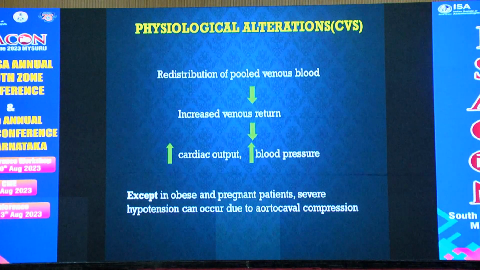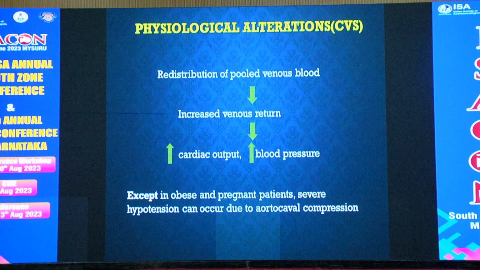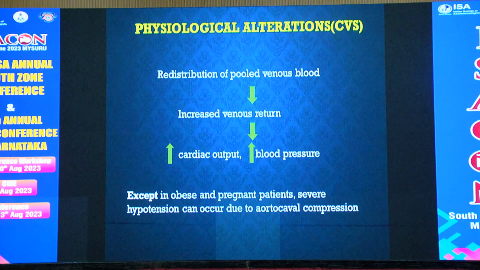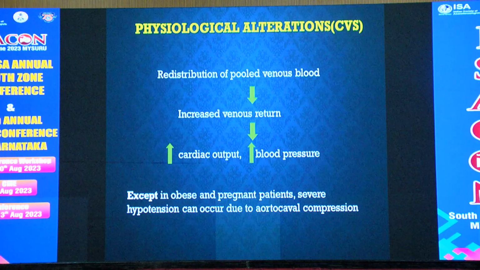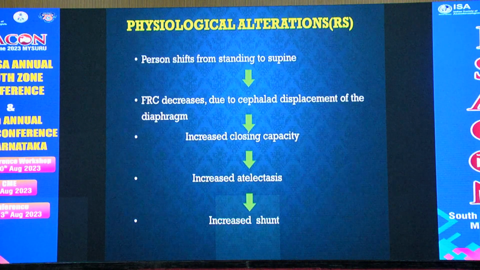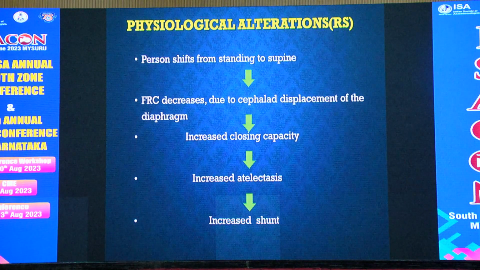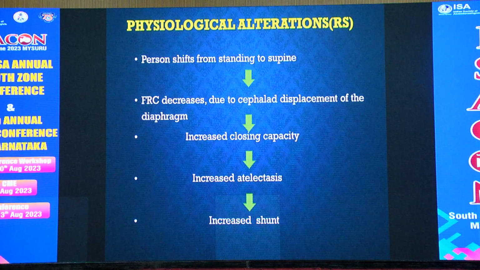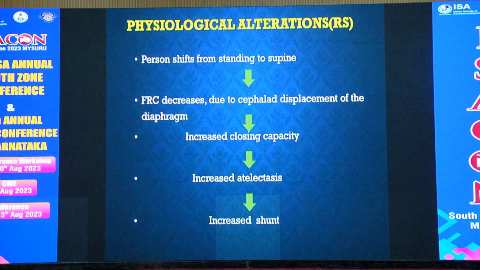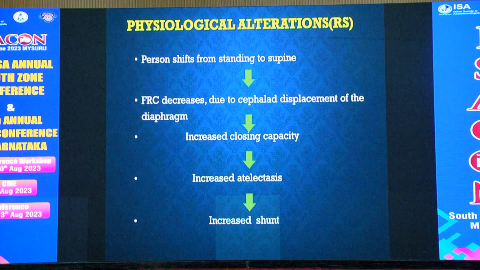And what are the physiological alterations we expect in CVS, that is the cardiovascular system? As soon as the patient goes to supine position, there will be increased venous return, that in turn increases the cardiac output and the blood pressure. That will be well tolerated in normal individuals, except in obese and pregnant patients, where you can expect hypotension because of aortocaval compression. And in the respiratory system, as soon as the patient goes to supine, there will be increased cephalic displacement of the diaphragm, and there will be decreased closing capacity issues that in turn lead to increased atelectasis and increased shunt.